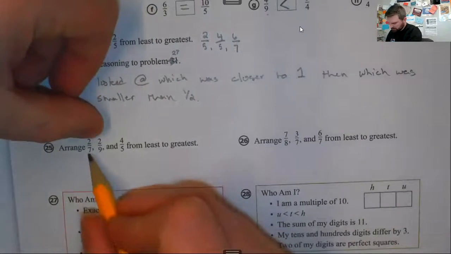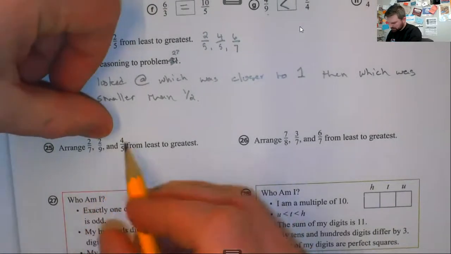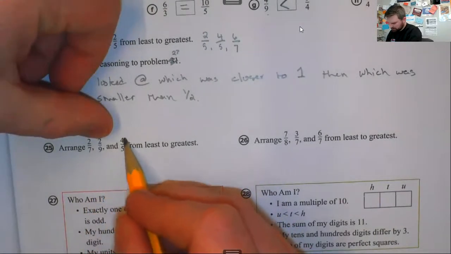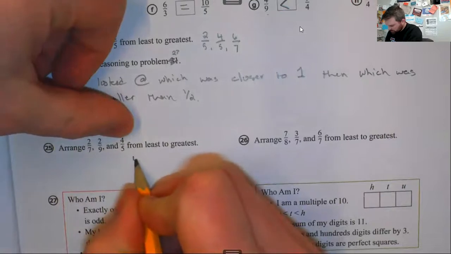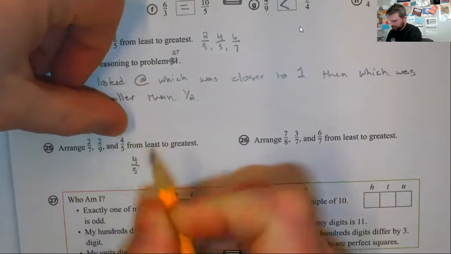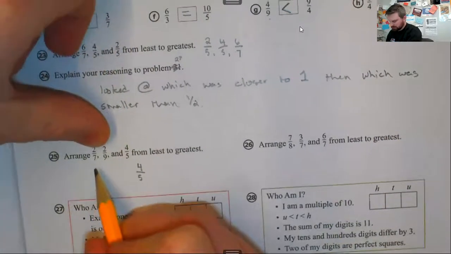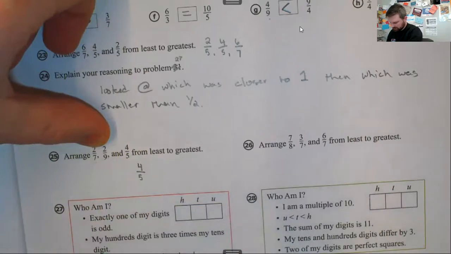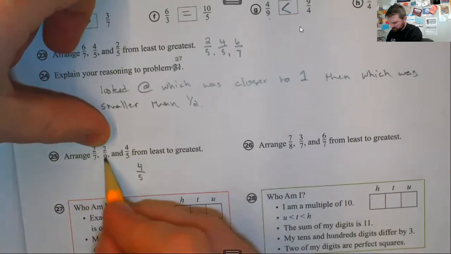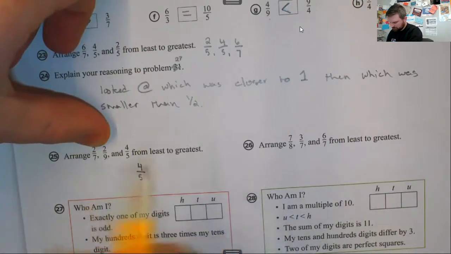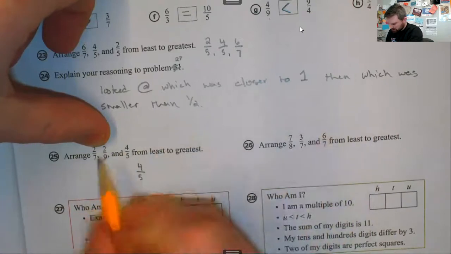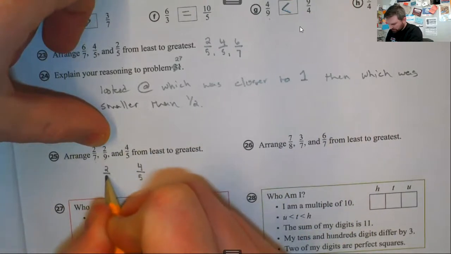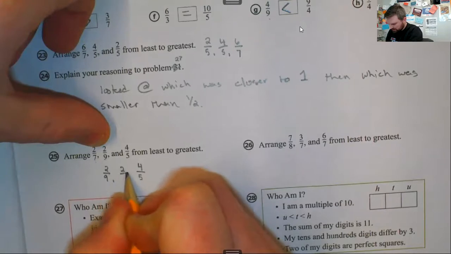Okay, 2/7, 2/9, and 4/5. Now this one's really close to 1, so that'll be the biggest. Okay, here 2/9 and 2/7. A ninth is a smaller slice, and you have two of them here, and you got 2/7 of a bigger slice. So 2/9 would be smaller than 2/7.